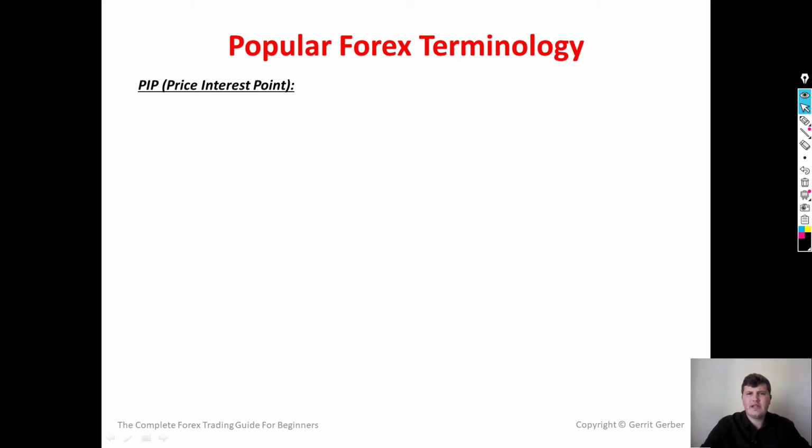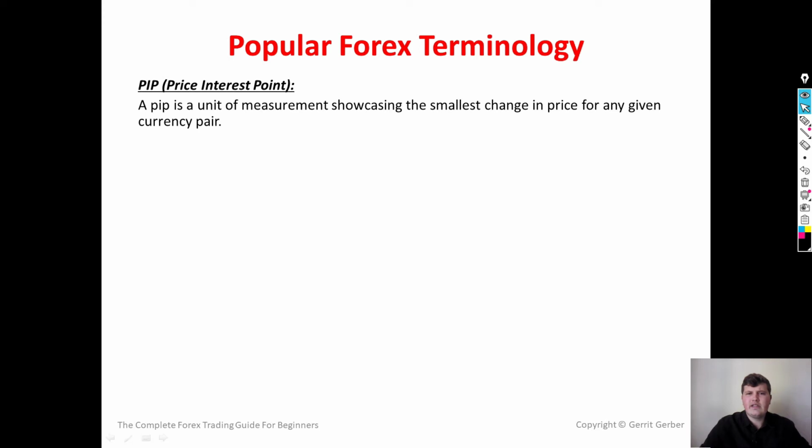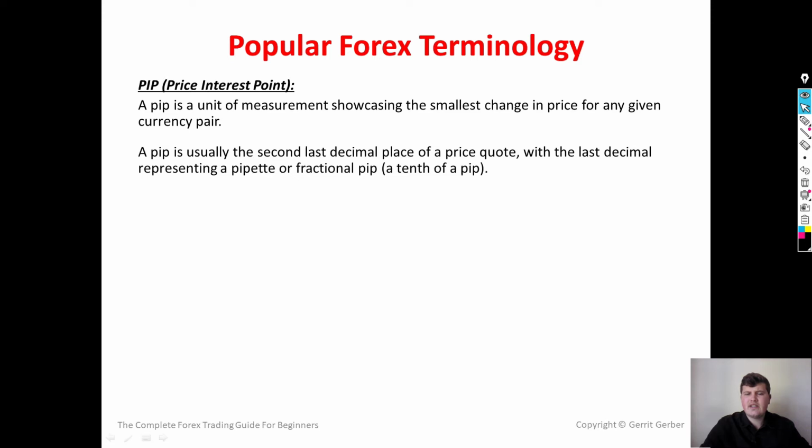And this is probably the most widely used and popular forex term that you'll hear when you talk about forex trading. A pip, otherwise known as a price interest point, is a unit of measurement showcasing the smallest change in price for any given currency pair. A pip is usually the second last decimal of a price quote, with the last decimal representing a pipette or a fractional pip, meaning a tenth of a pip.